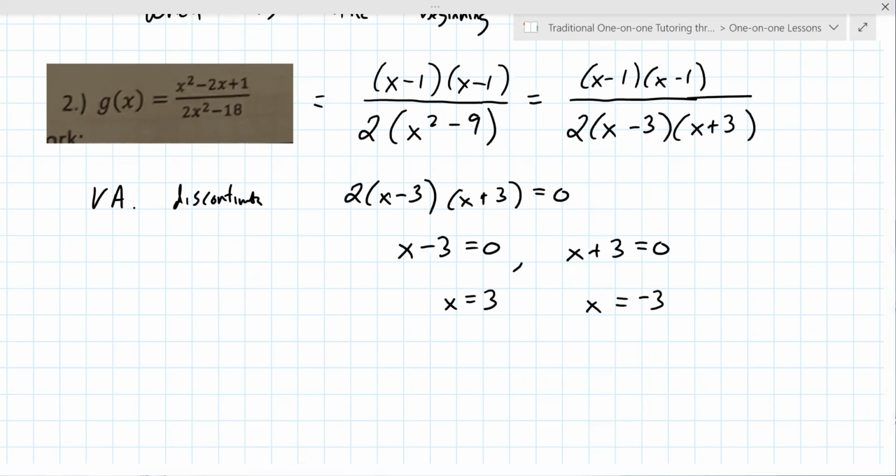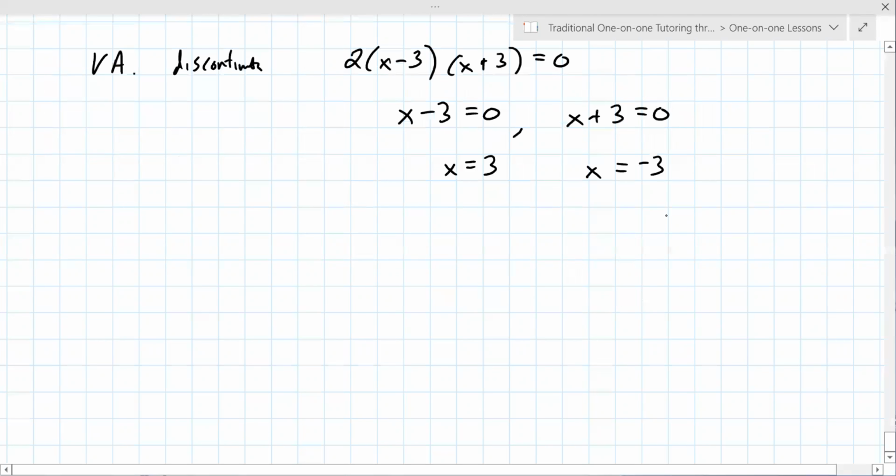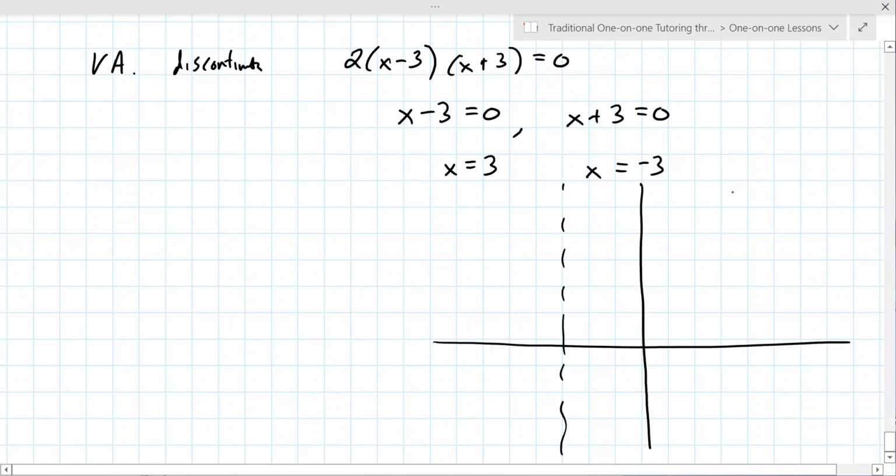Now, do you have to graph number 2, or is that just on another page? I do have to graph number 2. Okay, so I would immediately graph those. Let's get those down. So minus 3, plus 3, there they are.